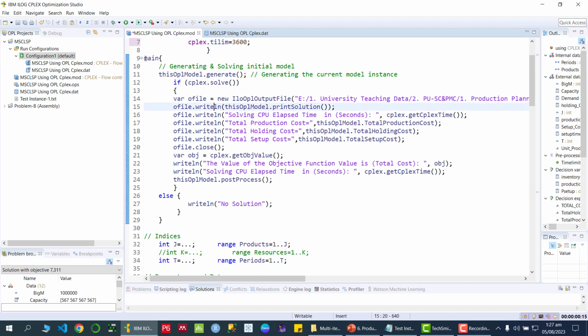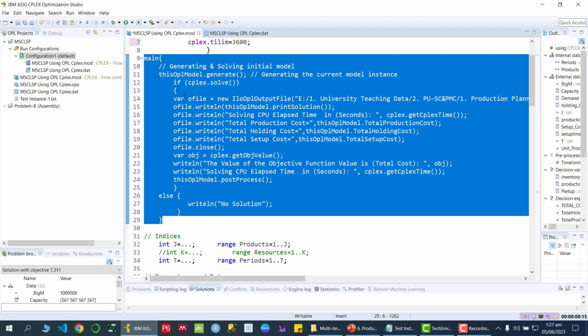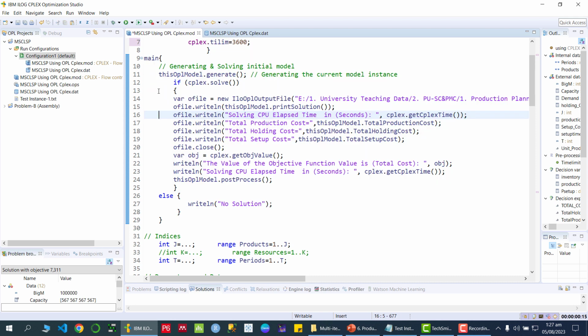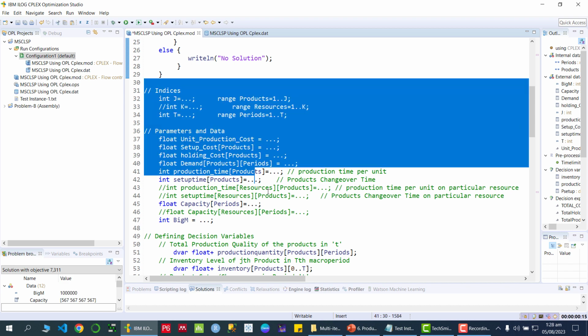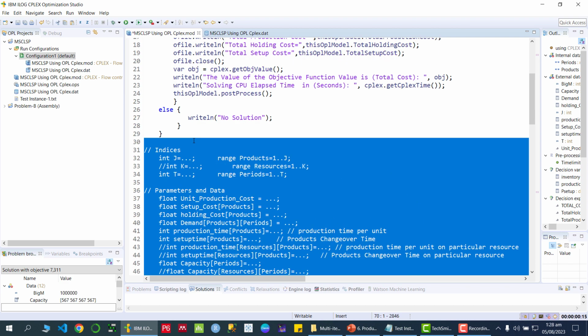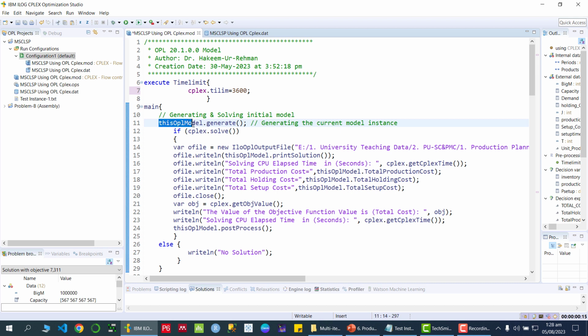Okay, now this is important. The entire model is basically dealt with in the main block. What I am saying is that this main block is this model, this OPL model. What does this OPL model mean? Whatever model we have written down over here. This is a keyword of CPLEX, this OPL model dot generate. So I am saying generate this CRUD model test instance.